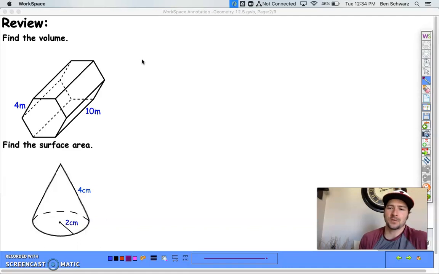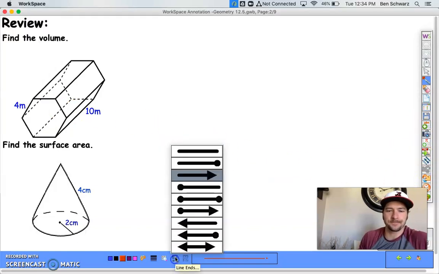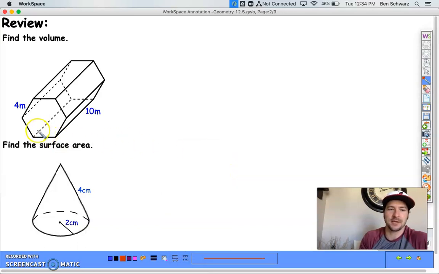Before we move on, I just want to review a little bit of some of the things we've been going over. So one thing we've done so far is finding volume of prisms. When we have a regular polygon as our base, some of you still seem to be having trouble with that, which is understandable, mostly because there's extra steps involved.